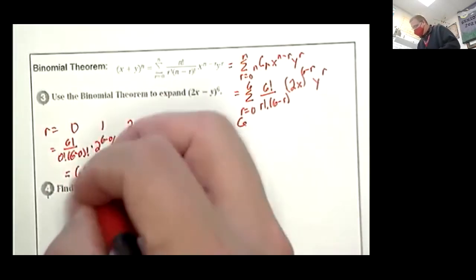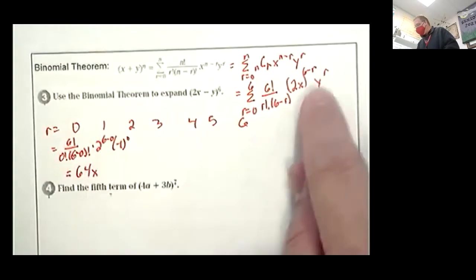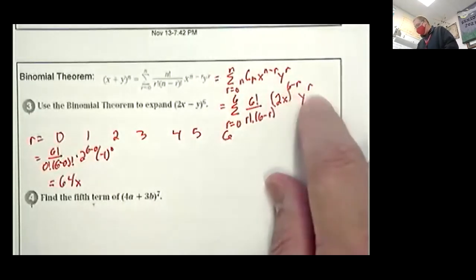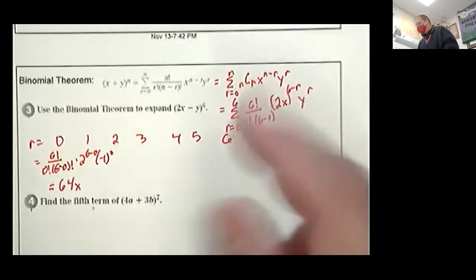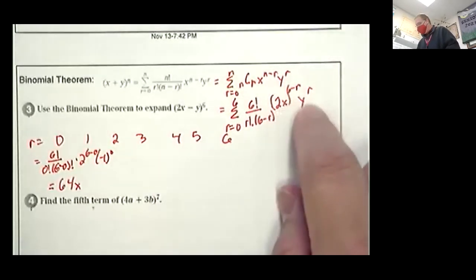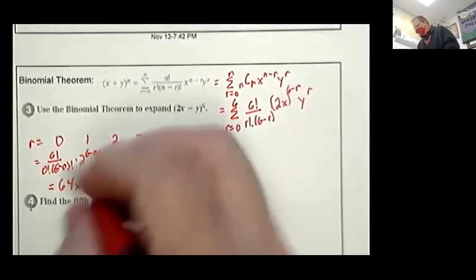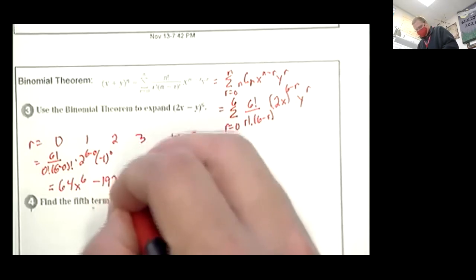The variables all work the same, so I'm not going to worry as much about the variables. But basically the way this formula works is we're counting down. So if r is 0, it's 6 and 0. 1 would give us 5 and 1, and then 4 and 2. So it's a way to count down with the x, a way to count up with the y. So we get x to the 6th. We can keep doing that, and we get this number.